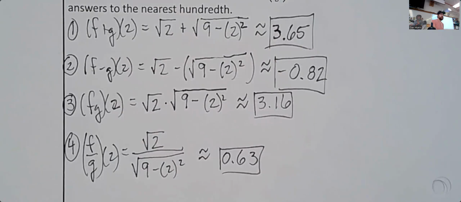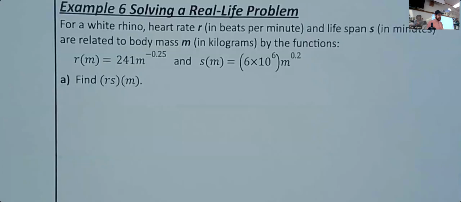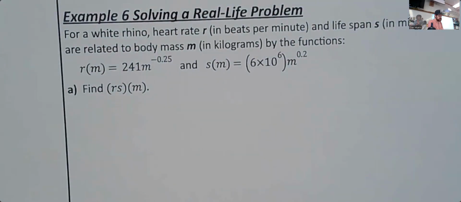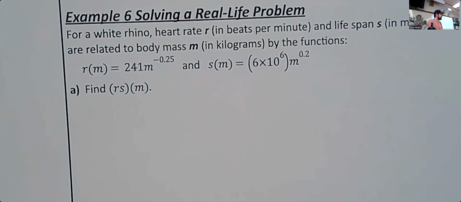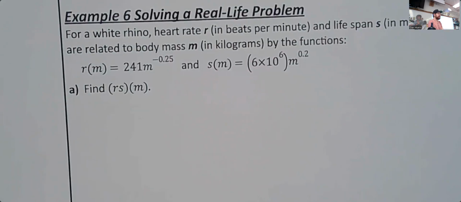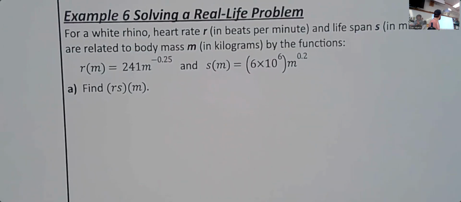Okay, flip it over. Look at the last one. So this one's a word problem. We get to talk about the lifespan of a rhinoceros. I don't know why, but that's what it is. So here we go. Example 6, solving a real life problem.